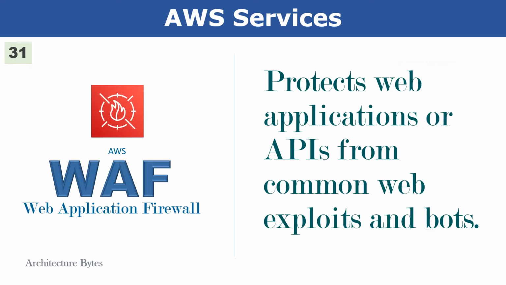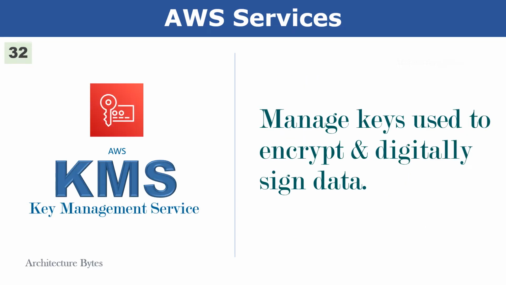Web Application Firewall protects web applications or APIs from common web exploits and bots. You can create security rules to control how traffic reaches your web application or APIs. This helps you block common attack patterns like SQL injection, cross-site scripting, and so on. KMS, Key Management Service, manages keys used to encrypt and digitally sign data. You can define permissions to use the keys and therefore control access to your encrypted data.